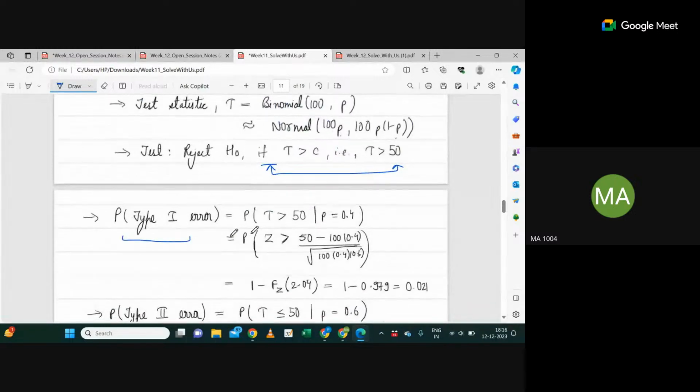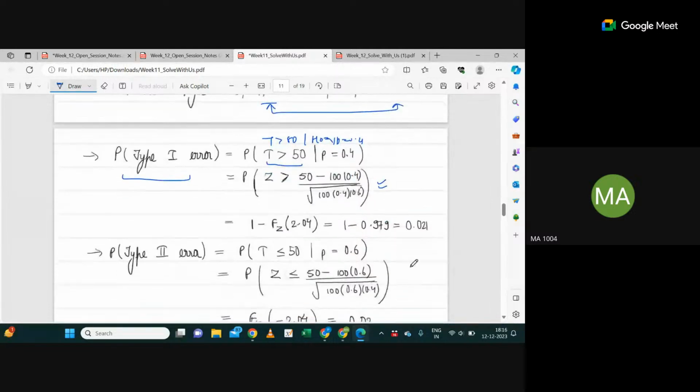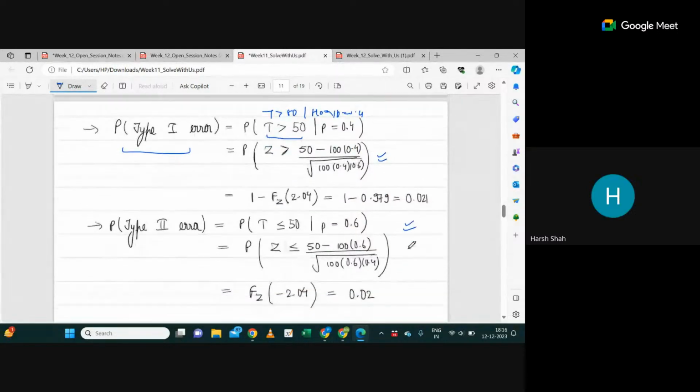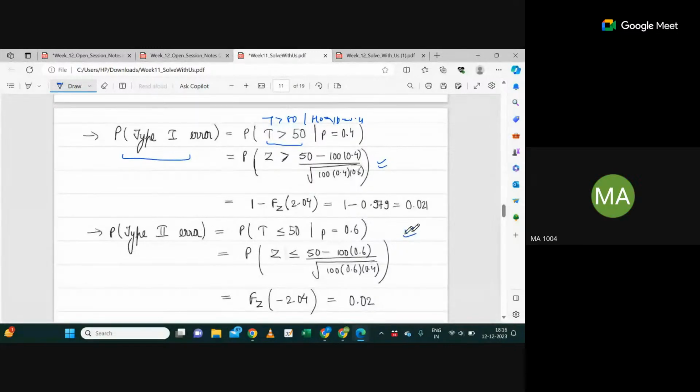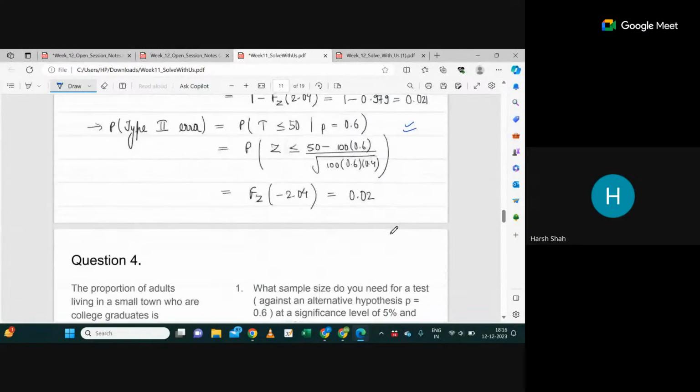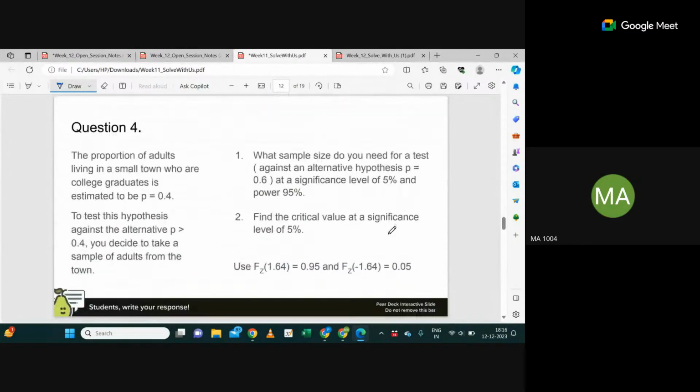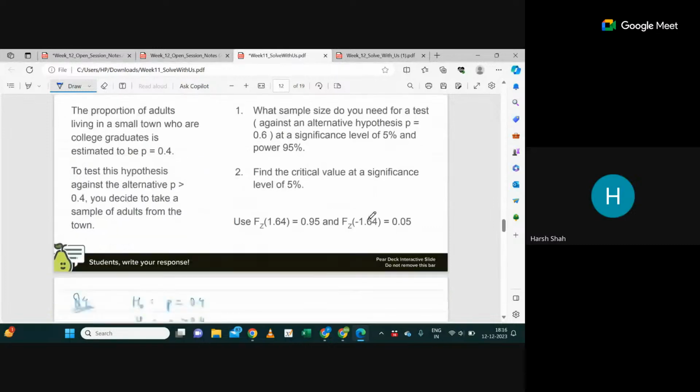What is the type 1 error? Type 1 error is the probability of rejecting H naught. When you reject, T is greater than 50, given that H naught is what? P is equal to 0.4. We have to just put the value, we will get the answer. Right? Yes, sir. Thank you, sir. Any other question? No, sir.